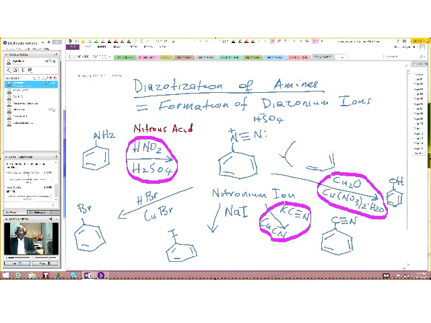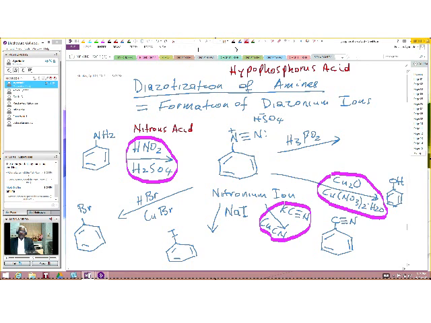Okay, let me take this out of the way. Now we could also take the diazonium ion, react with this molecule here, called hypophosphorus acid, this here, and then what does it do? We replace the diazonium ion with hydrogen. Many of you will say, why would you want to do that? Okay, we'll get to that in a minute. Okay? So these are all these reactions of the diazonium ion. Okay, we could use the diazonium ion to go to each one of these different types of molecules.